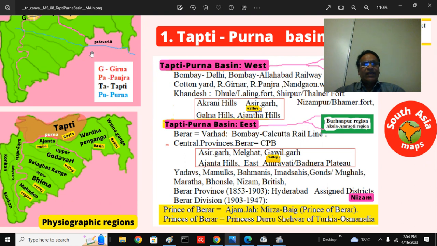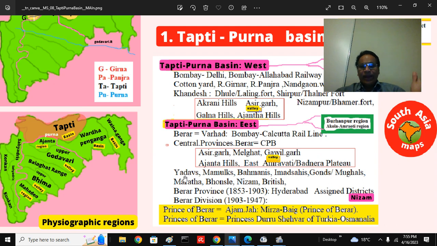In the Tapti-Purna Basin, the eastern part is the Berar region, also called Varhad, and the Bombay-Calcutta rail line goes via Nagpur. From Nagpur there are two ways again to go. One went to Asansol, the original line, and the other line went to Kharagpur, to go to Howrah, that is Calcutta, the twin cities across the Bhagirathi river.